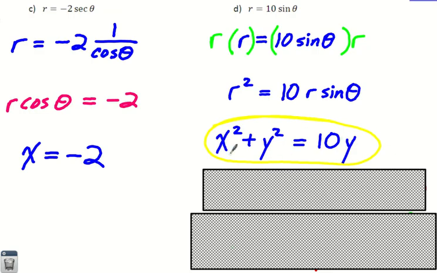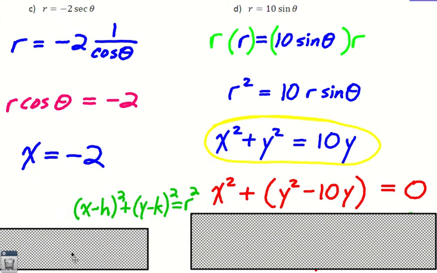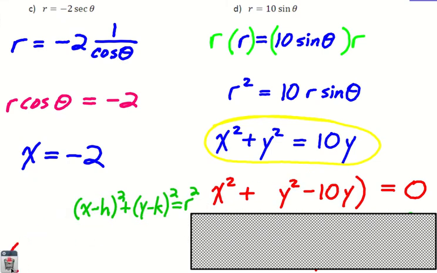This is not. Close, but no cigar. I want to eventually write it so that it matches that form. Okay? I don't want to have a 10y over here. That doesn't fit the form. So the first thing I'm going to do, let me move this temporarily, I'll bring those back in a minute, okay? The first thing we're going to do is move this term to the other side. So it's y squared minus 10y.